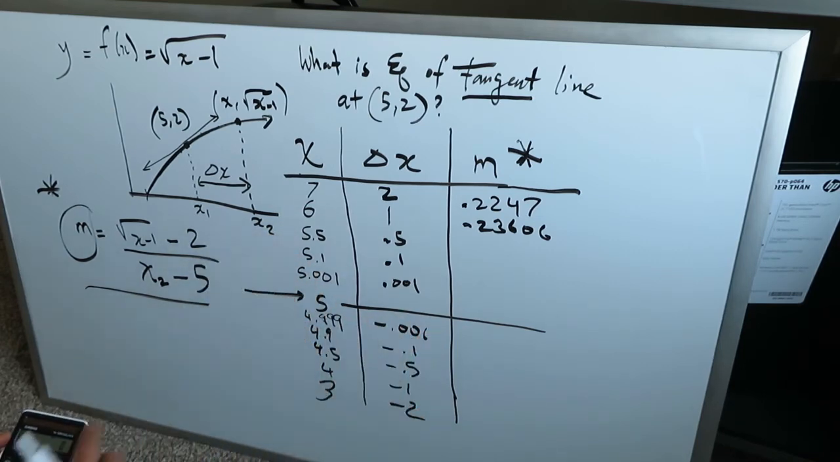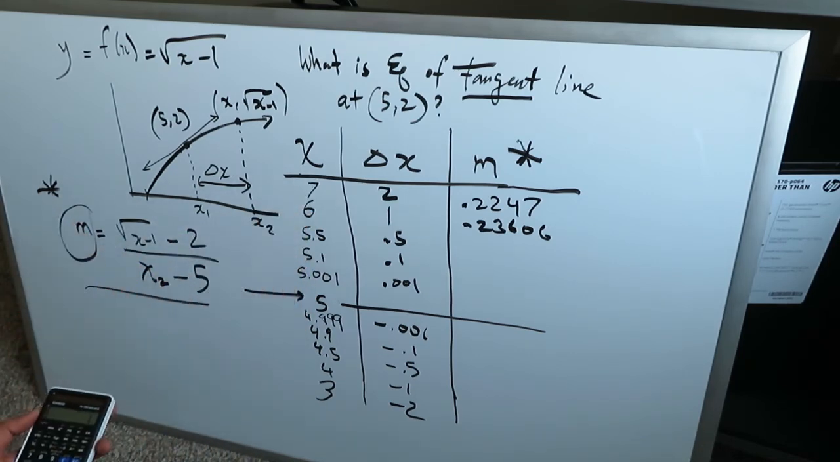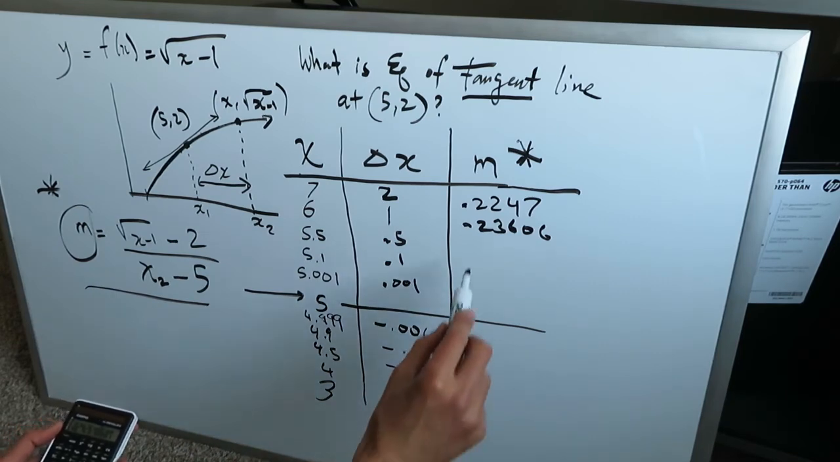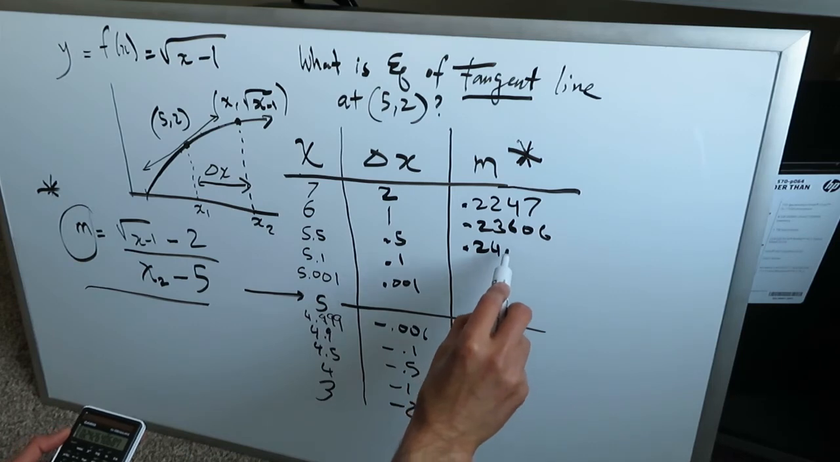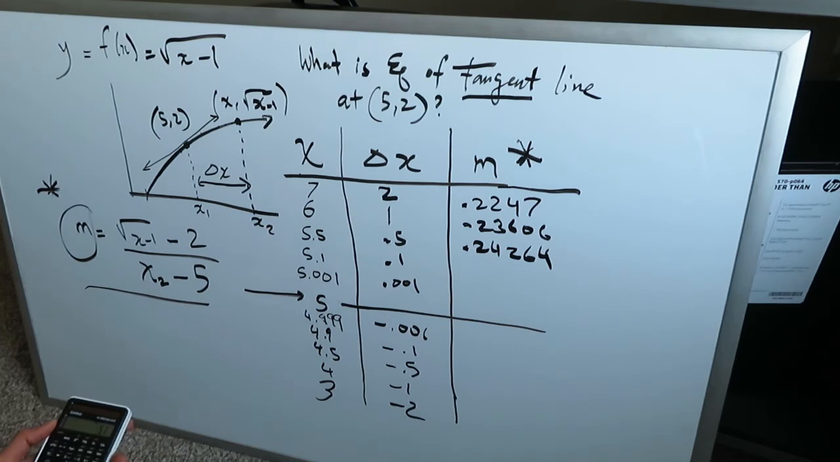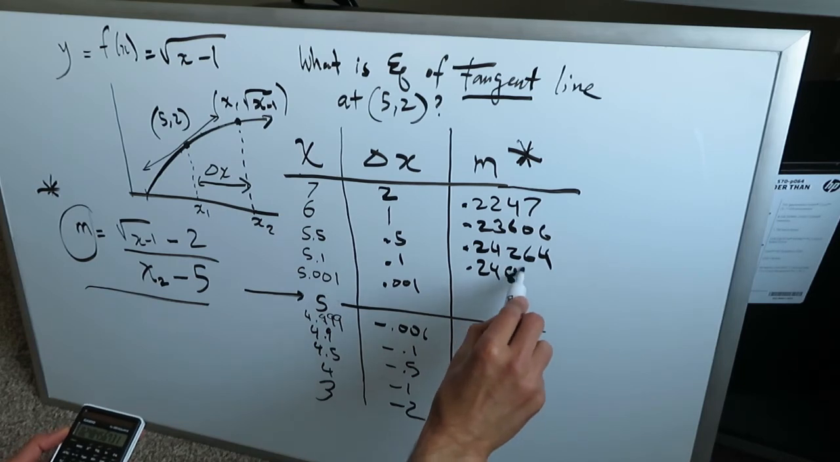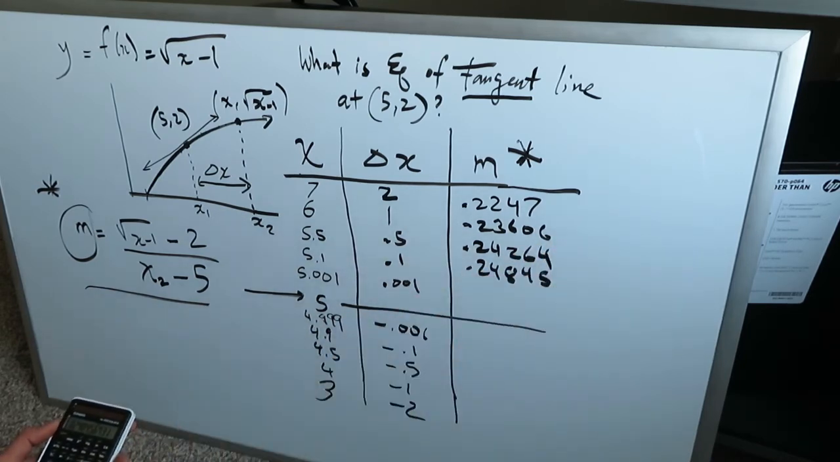Let's look at the next number, 5.5. We will do 5.5 minus 1. Remember, I'm putting all the x values in the slope formula in place of x. So 5.5 minus 1, I'll square root that, I'll minus 2 and I'll divide that by change in x, which is part of the formula, and I get 0.24264. Let's do 5.1. 5.1 minus 1, square root it, minus 2 and divide it by 0.1 because that's my change in x. Look what I get. I get 0.24845.